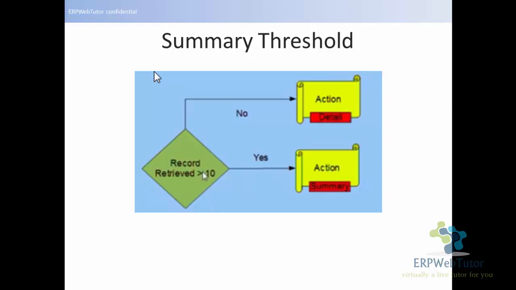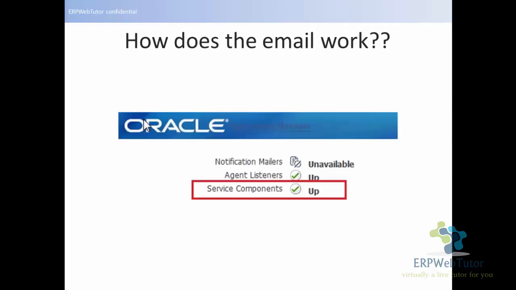What it will do is, if the count is greater than 10, then it will go for a summary. If it is less than 10, then you can do a detail, which is like 10 different emails, right? So this is basically at what point you decide when you need a summary and when you need a detail. You can define that threshold as well. Okay, so that's a summary threshold. So again, the next point is, we talked so much about these emails, right?